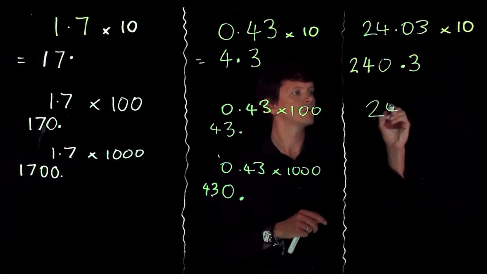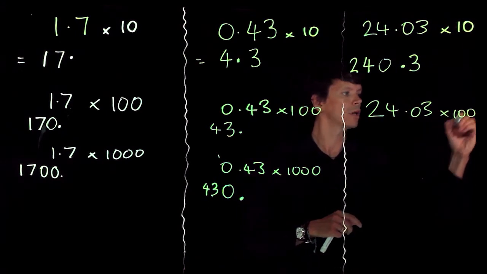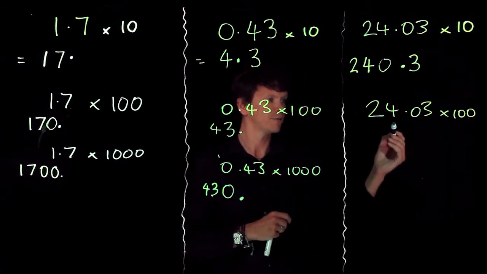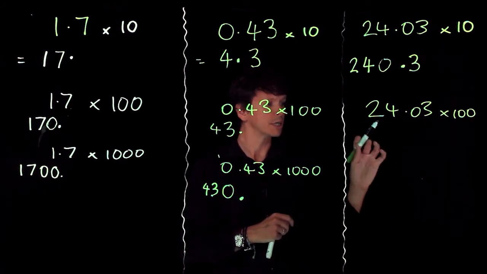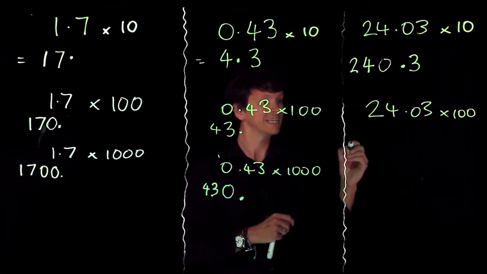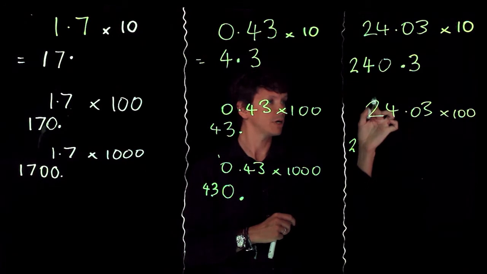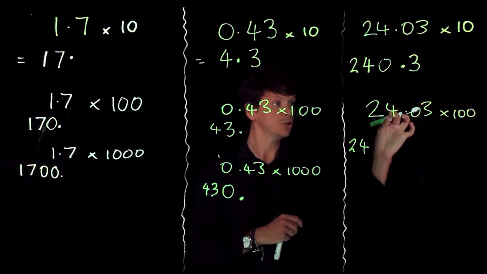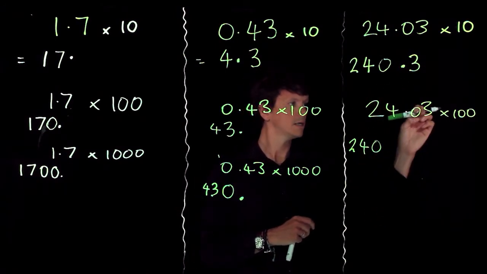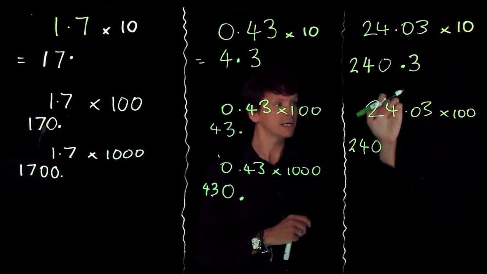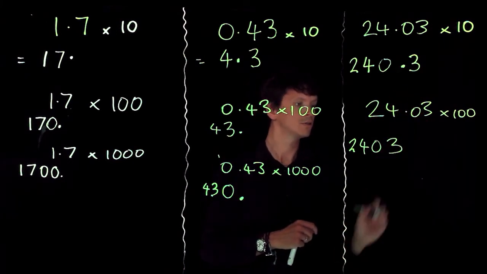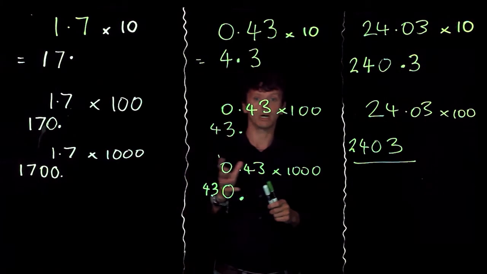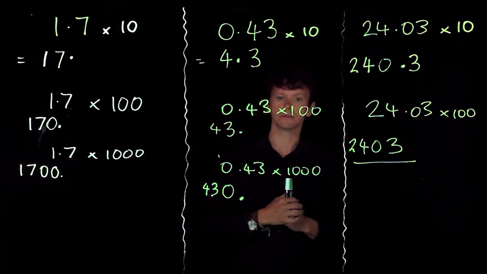And we'll just do one more: 24.03 times 100. Same process, but we're moving them 2 places to the left. So our 2 goes from the tens, bypasses the hundreds, into the thousands. The 4 bypasses the tens column and goes into the hundreds. Our 0 bypasses the units column and goes into the tens. And our 3, bypassing the tenths, ends up in our units column: 2,403. And that's how we multiply decimal numbers by 10, 100, and 1,000.